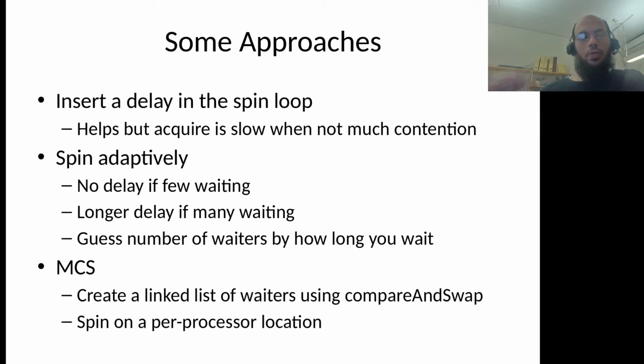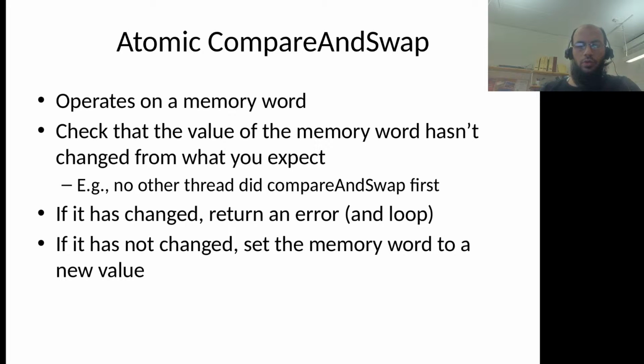So, some approaches: you insert a delay in the loop so that you do not try to fetch the data from the caches while it's being changed, but rather wait a bit longer until the data gets a bit more stable, or someone else acquires it, and then you will not try to acquire it before. You can try spinning adaptively, and then there's the MCS lock that we will talk about more.